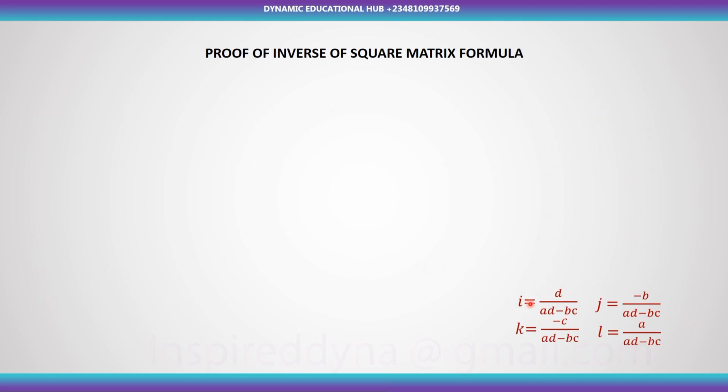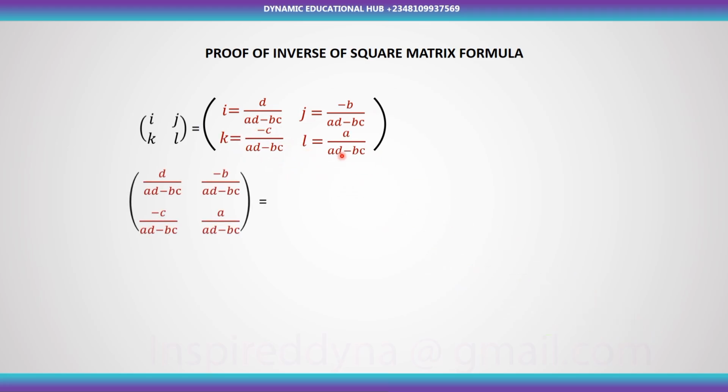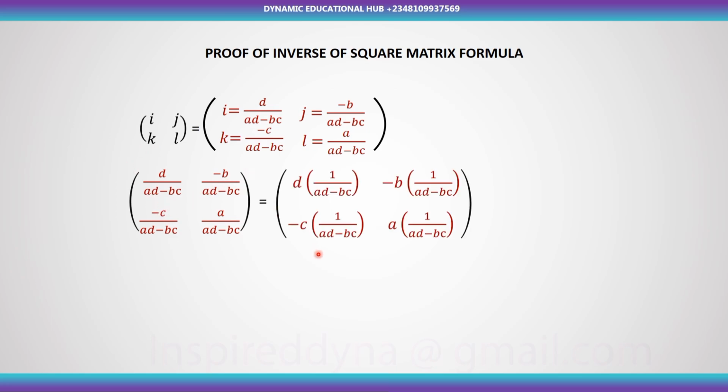So here we have the values of I, J, K, L in terms of A, B, C, D. Which means I is this, J is this, K is this, and L is this. Check this very well. You see that there is something common to them. So let's bring that particular thing outside. When you factorize this, bring out your D here, you are left with 1 over AD minus BC. Bring out your minus B, you are left with 1 over AD minus BC. Bring out your minus C, 1 over AD minus BC. Bring out your A, 1 over AD minus BC.